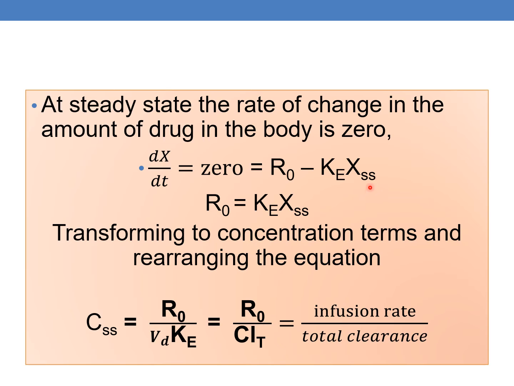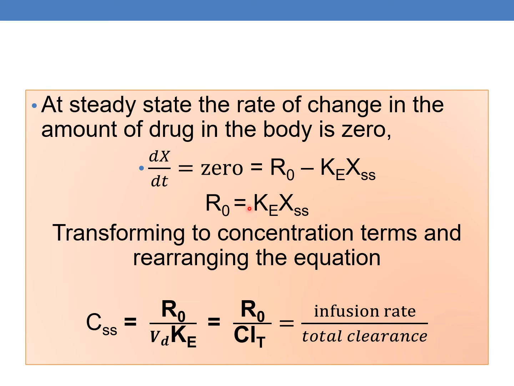SS is nothing but steady state. So dx by dt is equal to 0. That is equal to R naught minus Ke Xss. By that we can see we get the equation R naught is equal to Ke Xss.